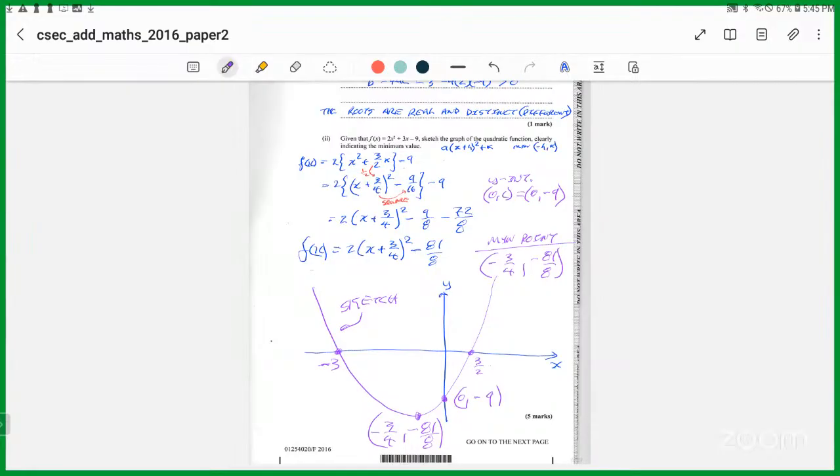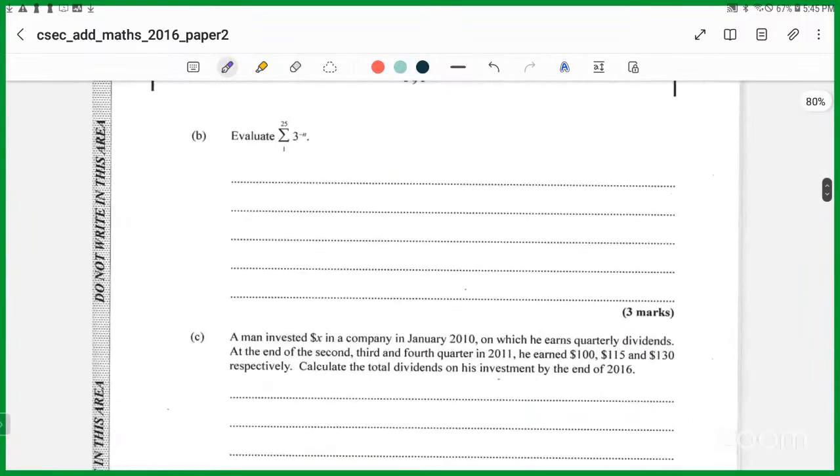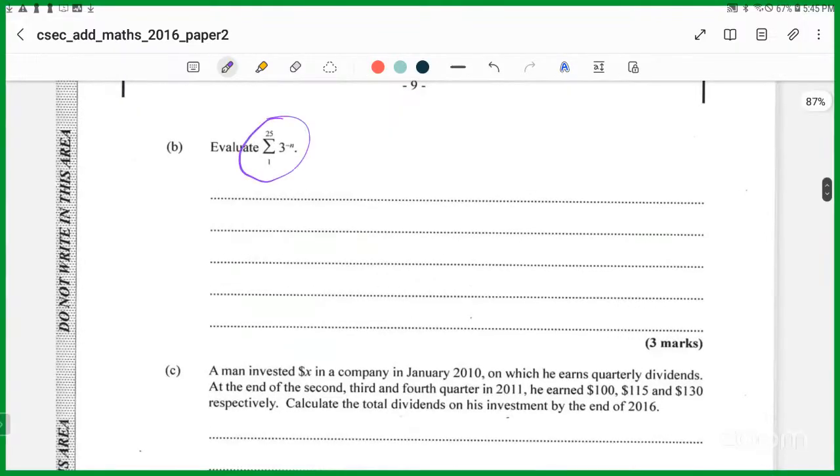Alright, beautiful. Let's continue. On here now, it says evaluate this sum. Alright, I want to say it's more than likely a GP. Well, let's write this first as 1 over 3 to the n. So this is the same as the sum from 1 to 25 of 1 over 3 to the n. So we're working with the negative power to do that. Then what we need to do is write out a few terms and see what we have.